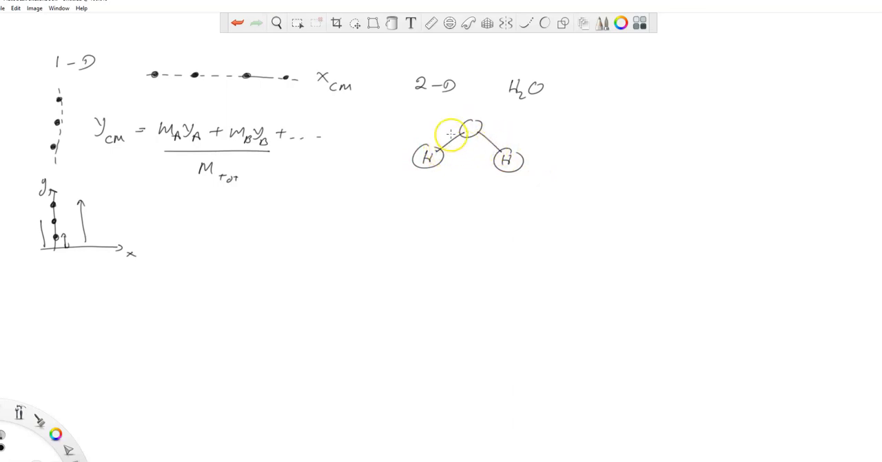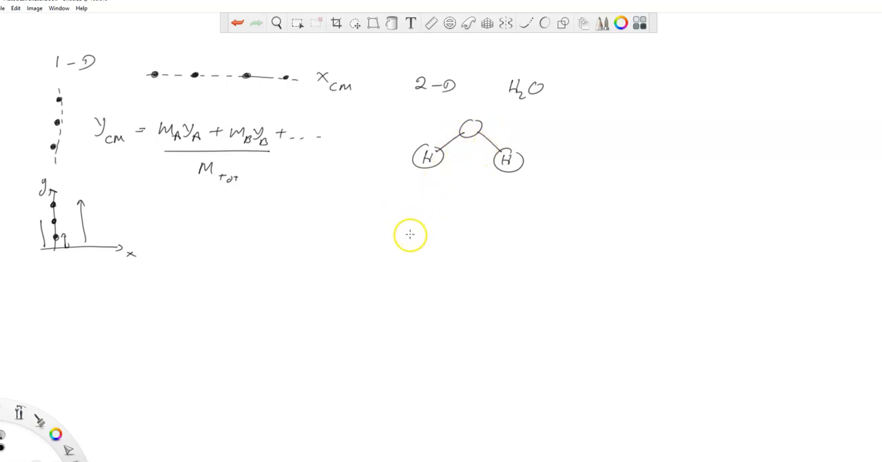I believe you learn all these things in chemistry, like why it's not straight, why it's, I don't remember the word, polarized or something. Never mind, I'm not going to go into chemistry. Anyways, it's not in a straight line, right? So this is an example of a two-dimensional mass distribution.